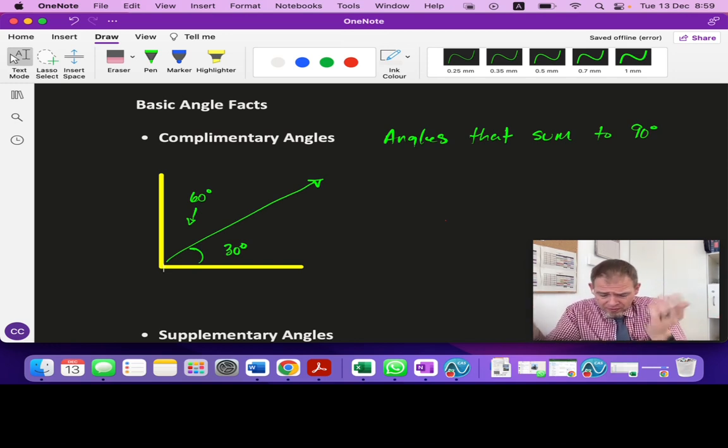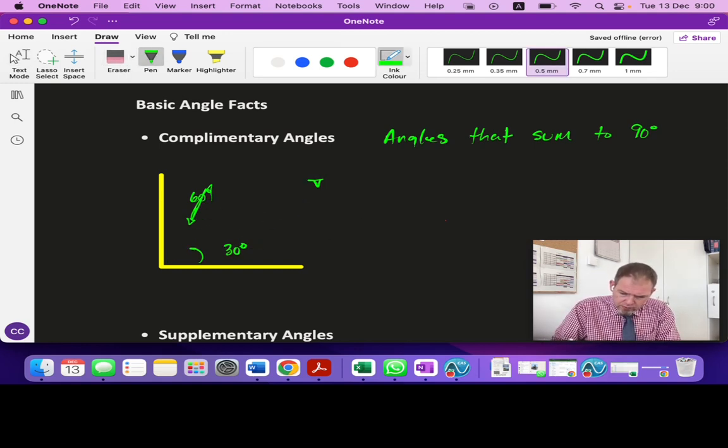Obviously, we can make that a little bit more challenging if we add just a little bit of algebra to it. Sorry, I'm having a bit of an issue with my eraser here. And yes, that is sweet. There we go.